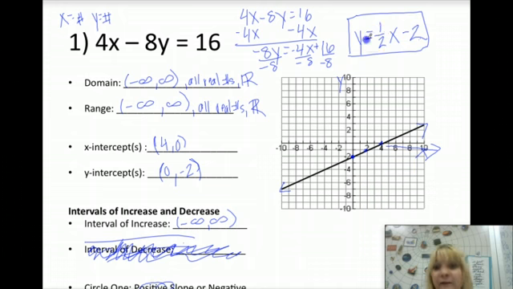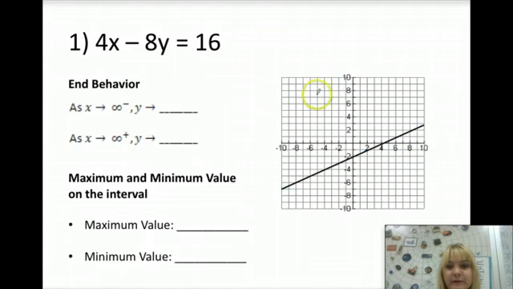We could tell a few ways. First, based off the equation in slope-intercept form, we have a slope of +1/2. And then you can also take a look at your line and notice that it's increasing. It's rising in the first quadrant. So either way works.